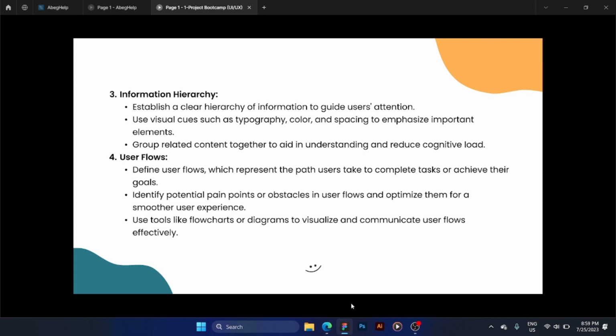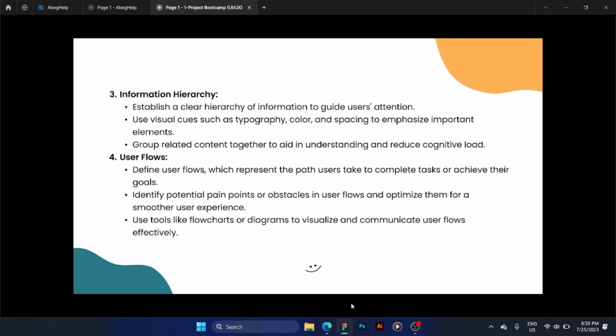So the third one is information hierarchy. Yes, you need to understand this as a designer, because everything is needed, but not all things are important. You get that? Everything is needed, but not all things are important. Because of that, you will be able to know the important ones. That means when you are designing, you follow hierarchy. Whatever is the most important should be the first thing the user sees, and then keep going like that until you get to the least important ones.